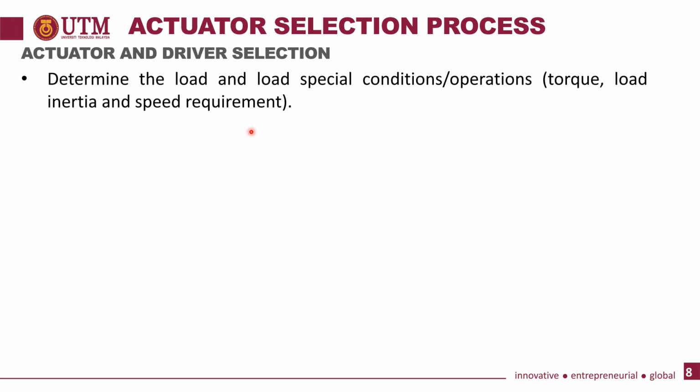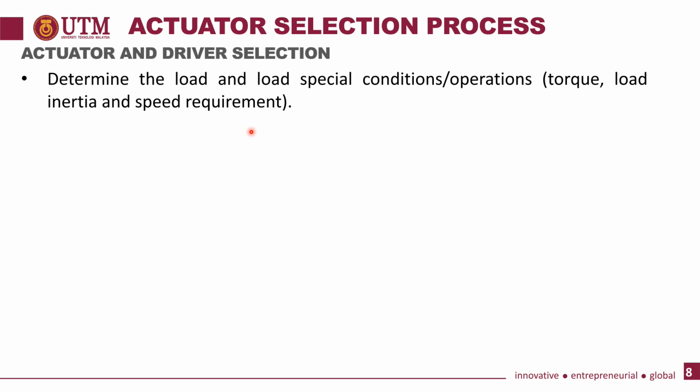First things first, when you are selecting your actuator, you must know the load of your system, what is the maximum load and what is the minimum load of your system. Because the motor or the actuator is actually used to move the load, to operate the load. That's why you first need to determine the load: maximum load, minimum load, the special condition, or any other specification of the load.